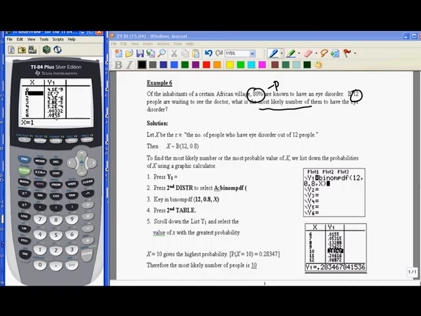We scroll down the table to look for the maximum Y1 value. Notice this occurs when X is at 10. The probability is at its highest. So therefore, the most likely number of people is 10.